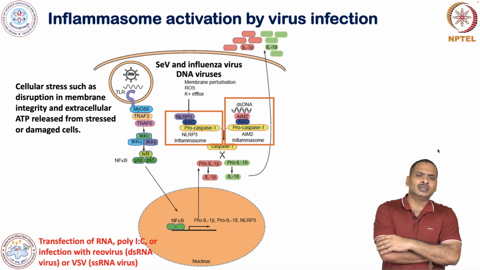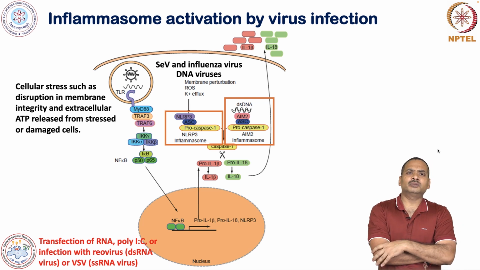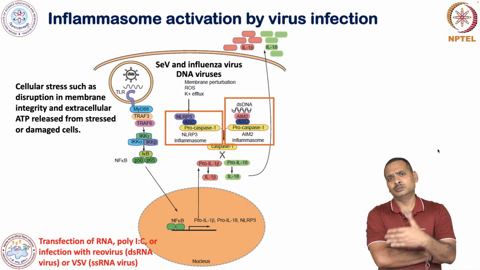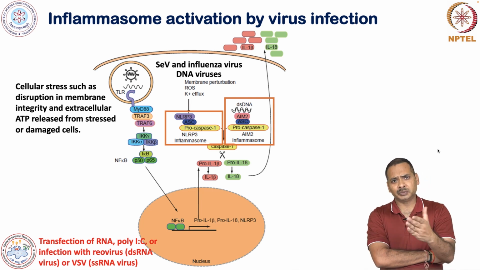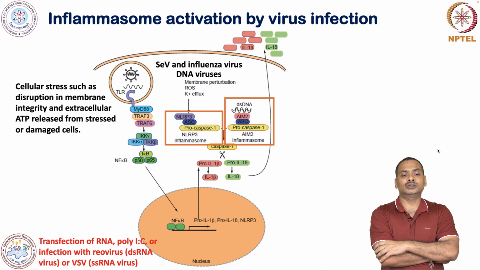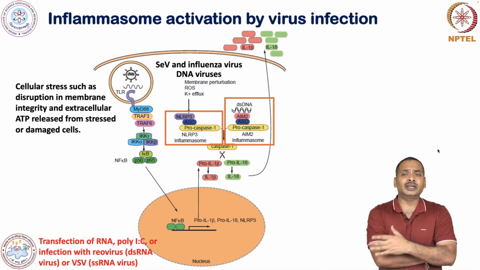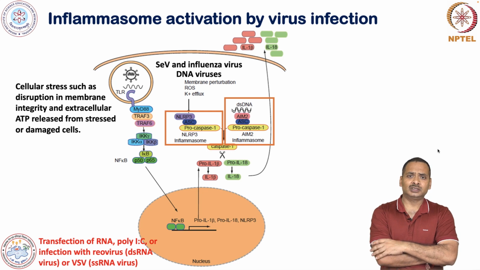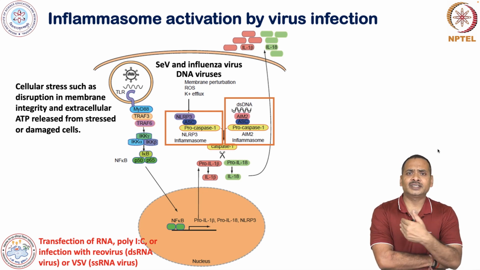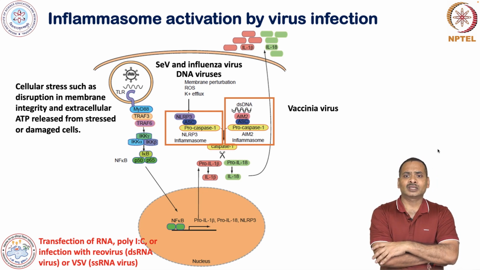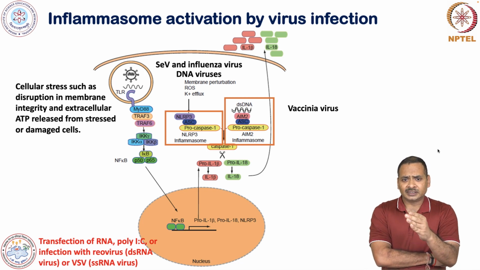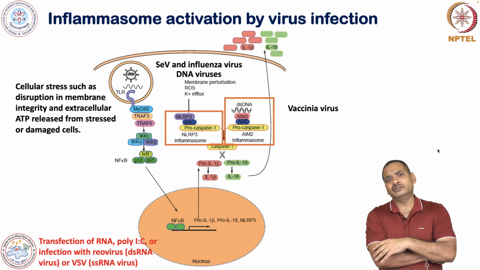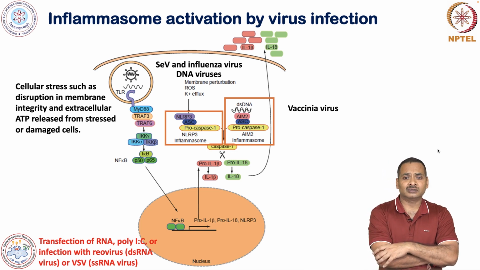You can activate this inflammasome by transfection of RNA poly-IC, which mimics a virus infection. There is also RNA from reovirus and VSV. So, these can activate these inflammasomes. The DNA sensor, the AIM2 inflammasome, can also be activated by the vaccinia virus.